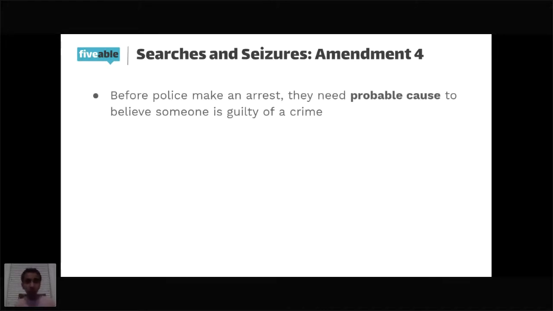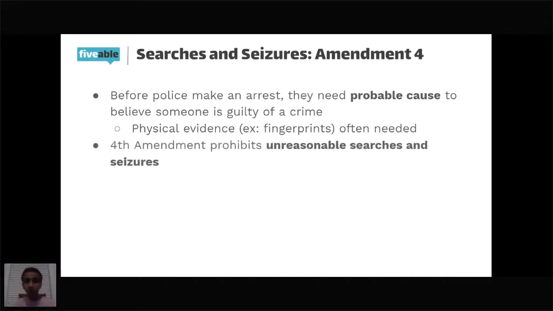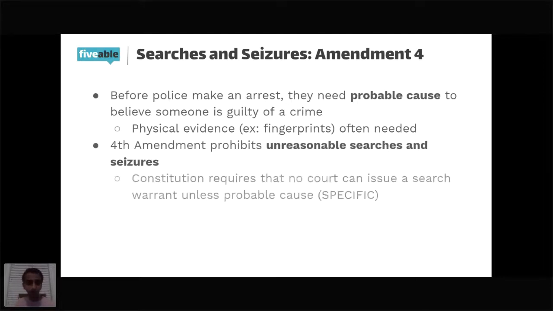So before police make an arrest, they need probable cause to believe someone is guilty of a crime. Physical evidence is often needed. Let's say you stole something, and maybe they found your fingerprint somewhere and they know you live at a certain place. That can be a way they could show probable cause. The Fourth Amendment, like I said before, prohibits unreasonable searches and seizures. Additionally, the Constitution requires that no court can issue a search warrant unless there is probable cause. The definition of an unreasonable search and seizure is obtaining evidence in a haphazard or random manner. That's what the Constitution prohibits through the Fourth Amendment.